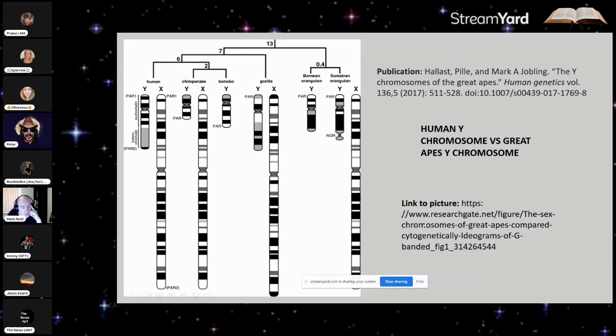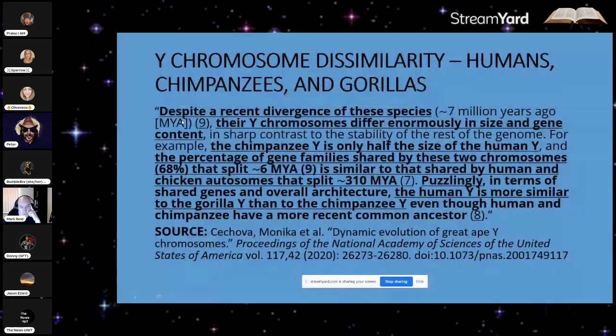Good question. Firstly, you can look at the diagram itself and quickly note that the chimpanzee and human Y chromosomes are half the size. The chimpanzee is half the size of the human Y. And so right off the bat, you're starting with 50% difference. And so over here, they admit this in the paper: despite a recent divergence of these species, their Y chromosomes differ enormously in size and gene content. The chimpanzee Y is only half the size of the human Y. So right off the bat, you're starting with 50%.